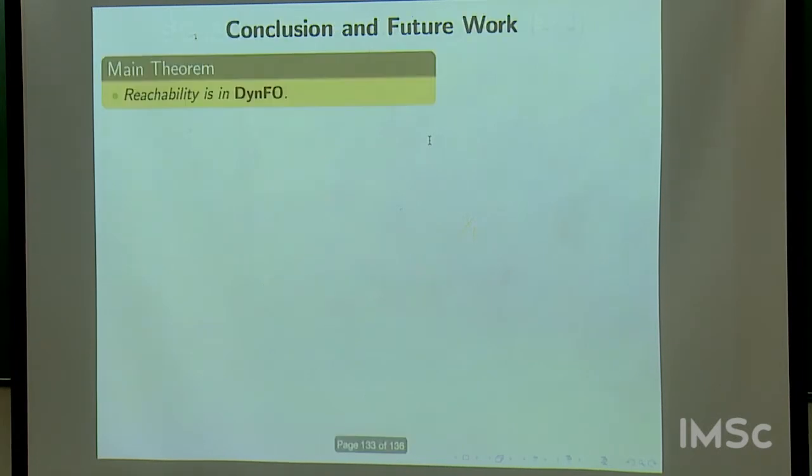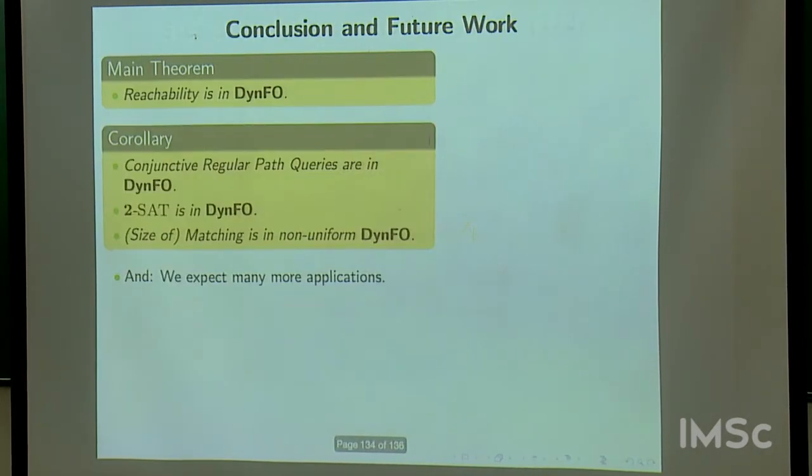Now I come to the conclusion of the talk. The main theorem was reachability is in DynFO. There are some corollaries. Conjunctive regular path queries are in DynFO. What are conjunctive regular path queries?